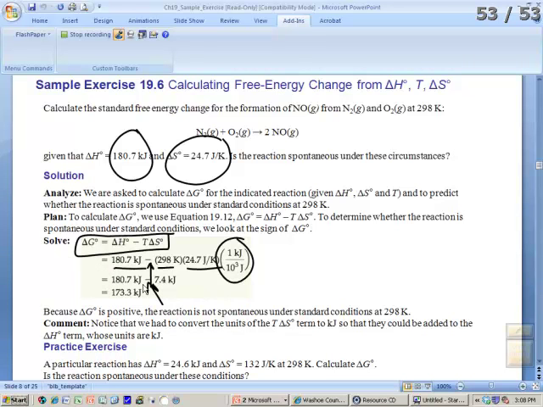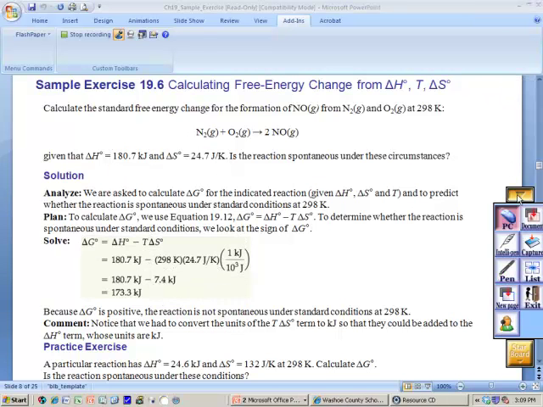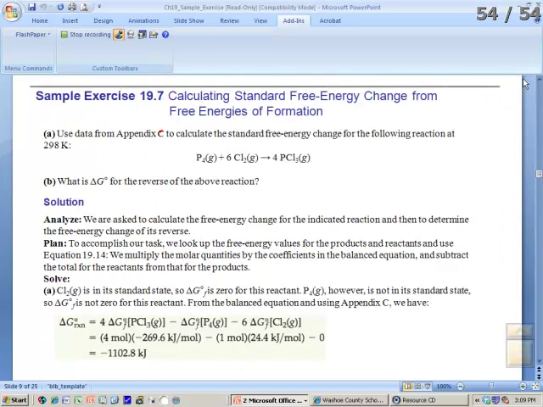Now, because it's positive, what does that mean? Is it spontaneous or not? Simple question. Remember, if delta G is positive, it is not spontaneous. If delta G is negative, it is spontaneous. It's that simple. Alright, so sample exercise 19.6 done. Very easy. Alright, let's do sample exercise 19.7.